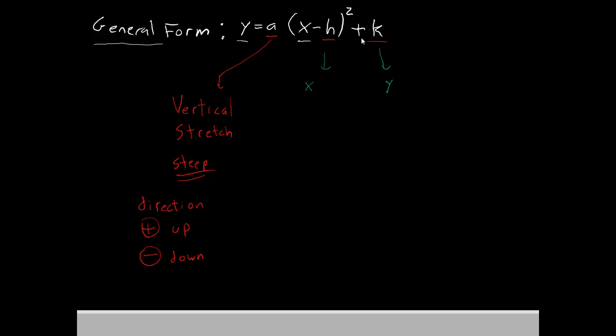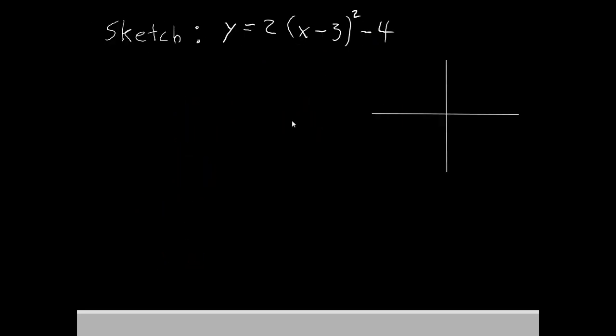I want to draw your attention to the signs in front of the h and k. Notice that the k is positive. That means that the y-coordinate of the vertex will be the same sign as the number that's on the outside of the parentheses. Also notice there's a negative sign in front of h. That means that the coordinate will be the opposite of the number that's in the parentheses. Let's go ahead and do an example to make sense of this.